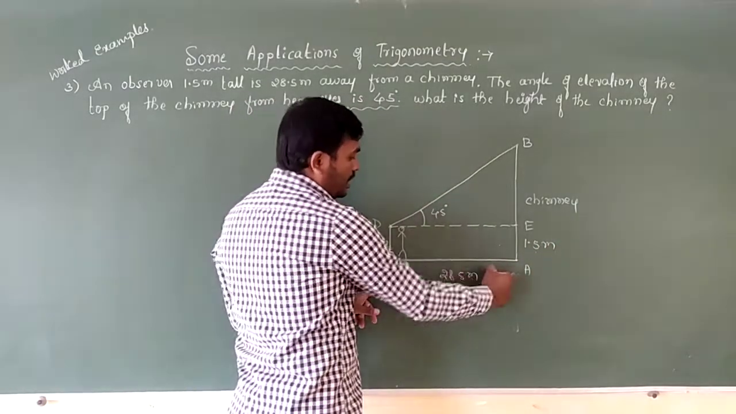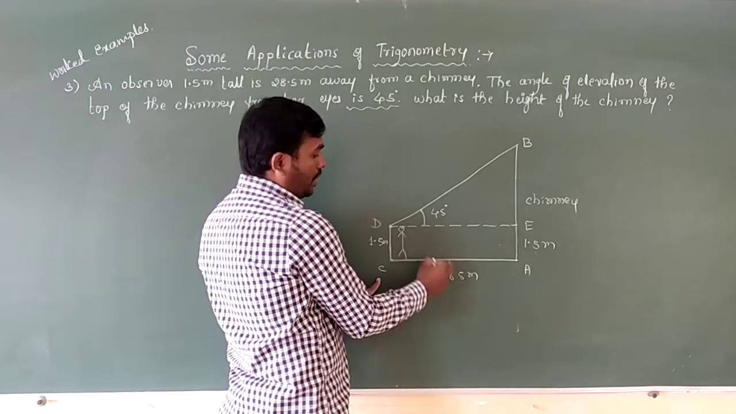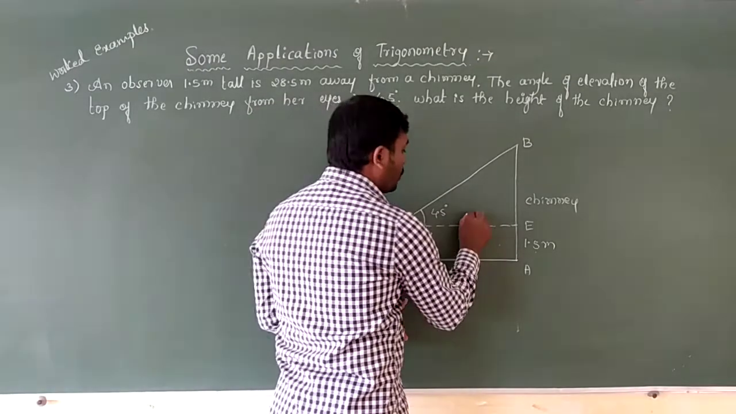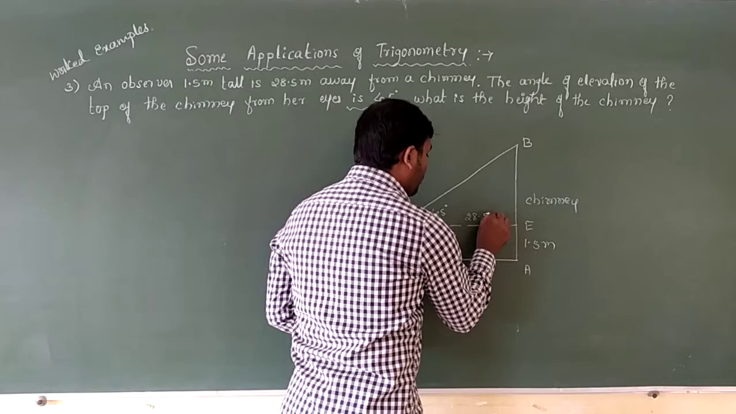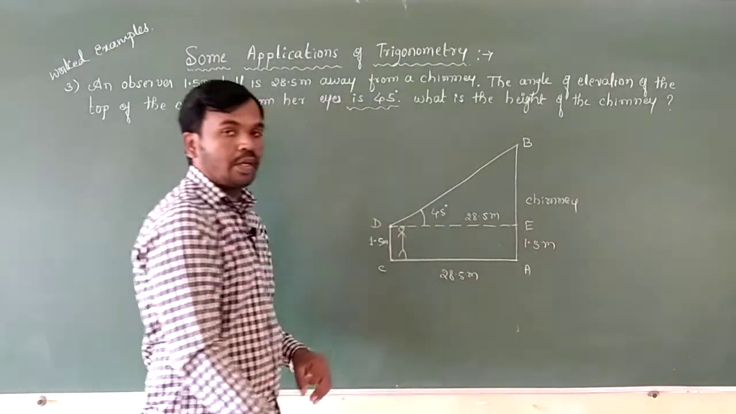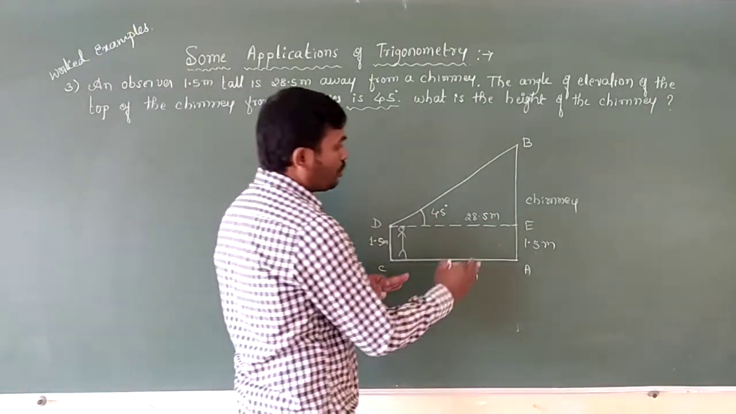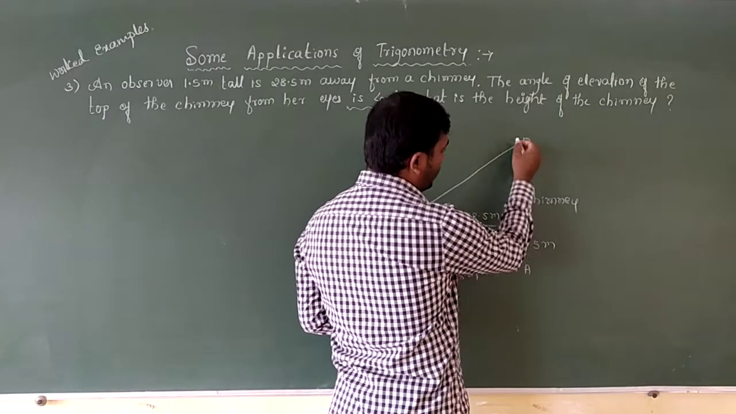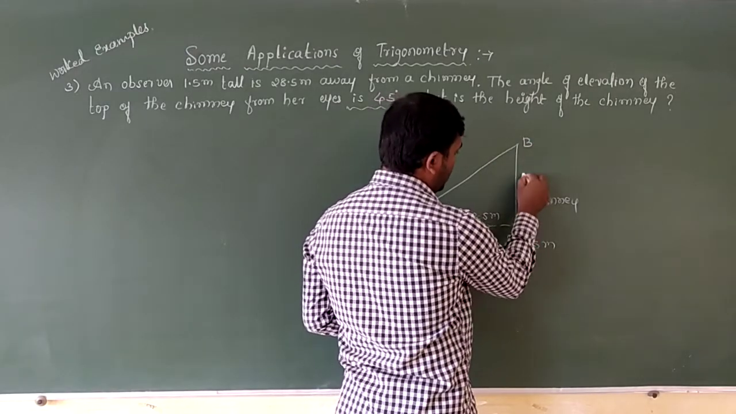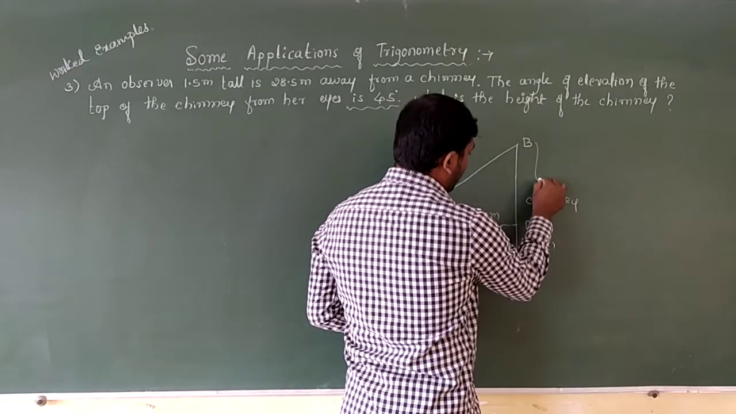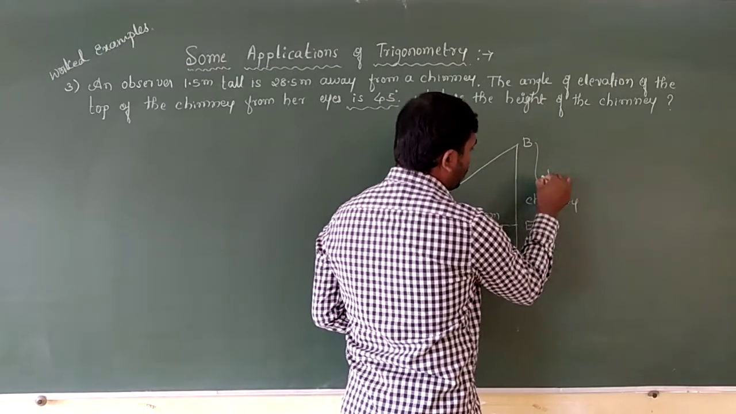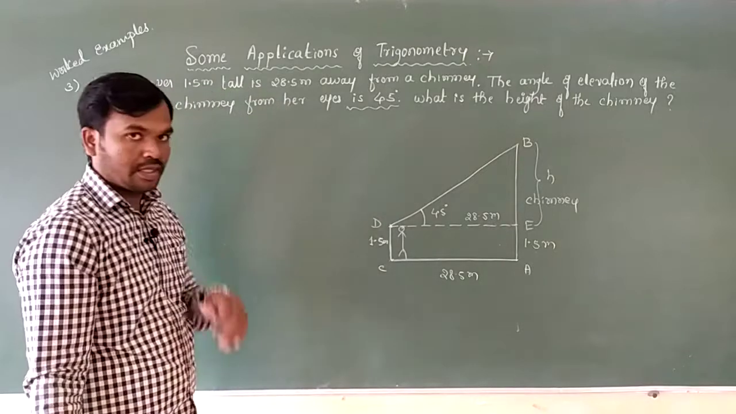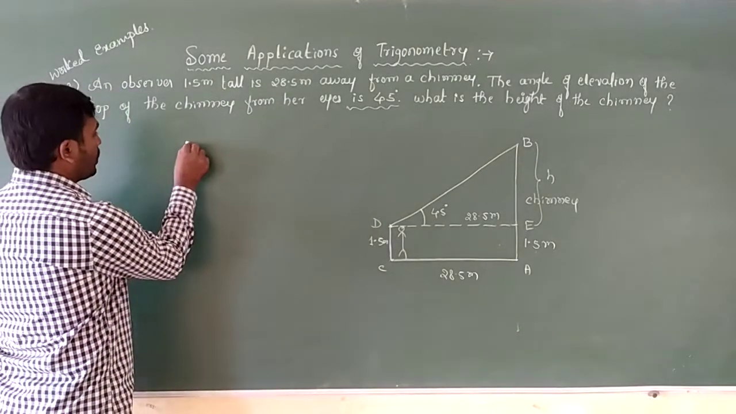And here AC is equal to 28.5 meter. So DE is also equal to what? 28.5 meter. So we have to find the remaining height of the chimney. We have to find the remaining height of this chimney, that is this length BE. Let us consider that one as H. So let us find the solution for this one.